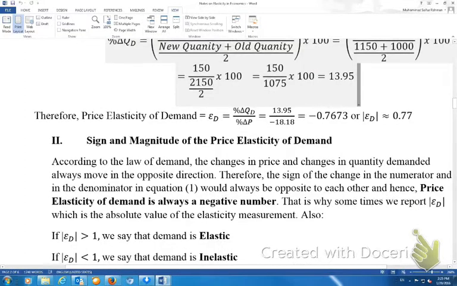The first one that we are going to talk about is that the sign and the magnitude of the price elasticity of demand is very important. The first thing that we want to remind ourselves is that we have a law of demand, which says that anytime price increases, quantity demanded would go down, or vice versa. Which means that anytime price goes up, quantity demanded goes down. As a result, the signs of the percentage change in price and percentage change in quantity demanded are always going to be opposite.